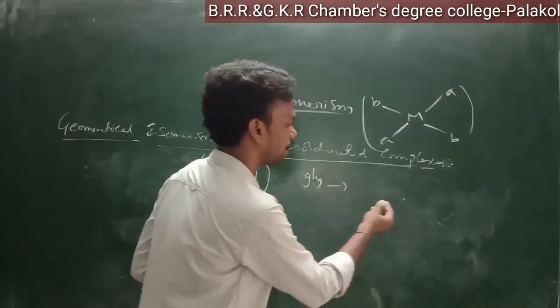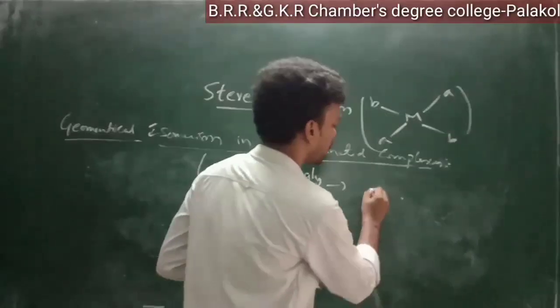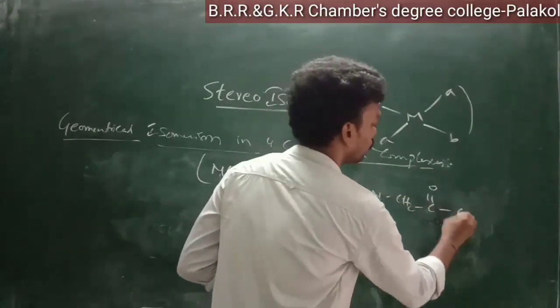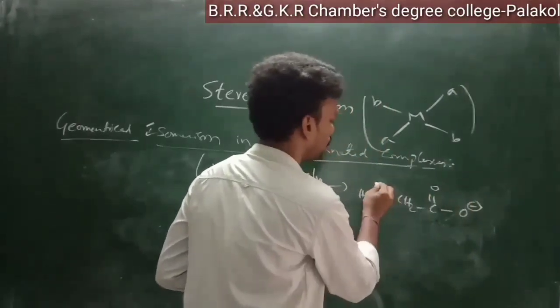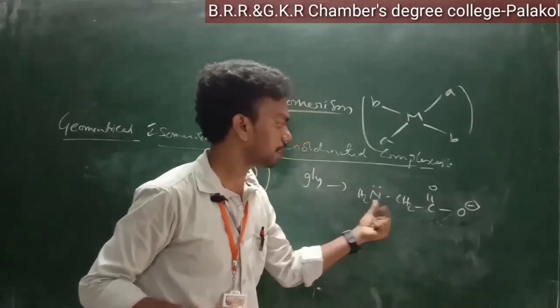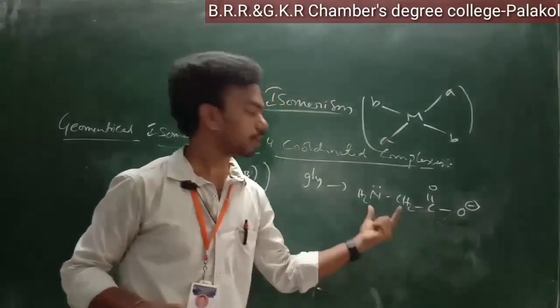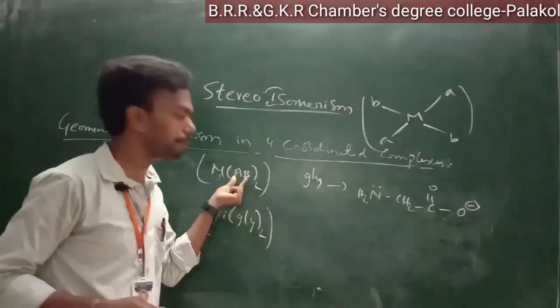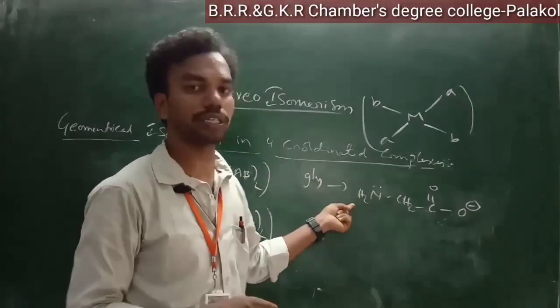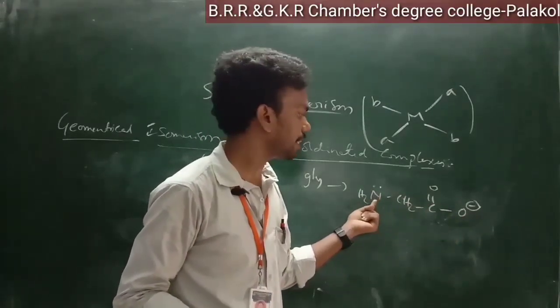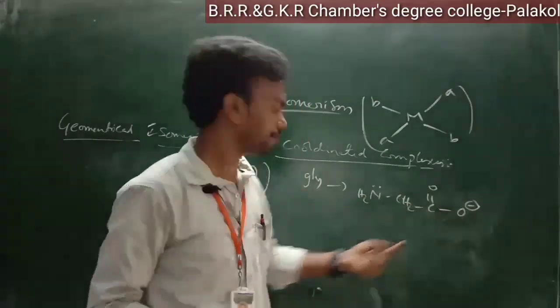So glycine, first let's say the structure of glycine, that is NH2 CH2 C double bond O minus, and having one donor site nitrogen and the second donor site oxygen. Here both donor sites are different, that's why I am writing AB. It is a bidentate ligand because it has 2 donor sites, one is nitrogen, one is oxygen, right?